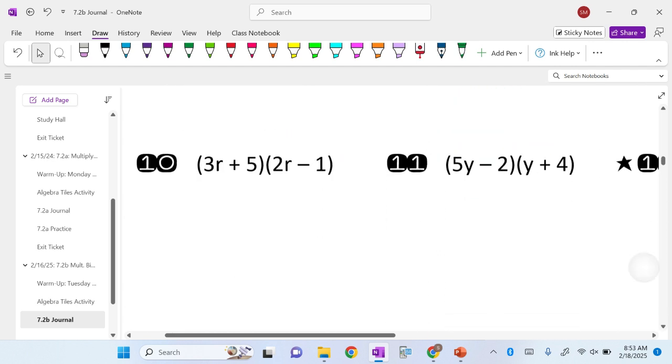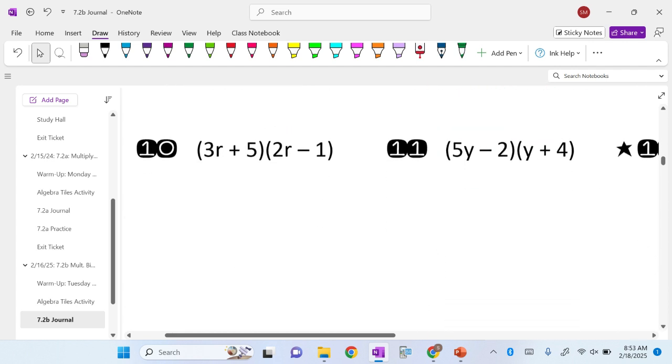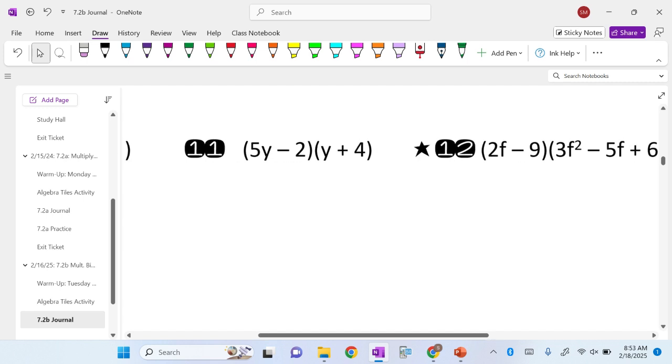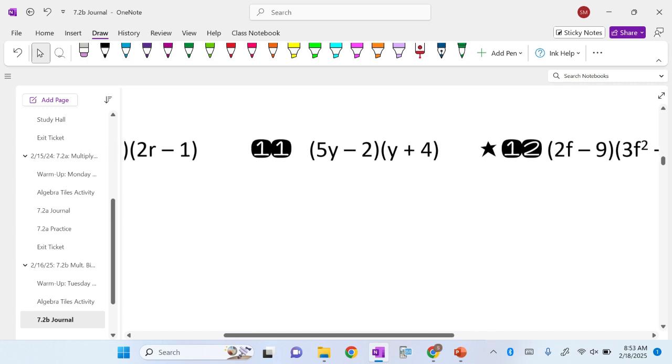All right. Let's try another one. So let's look at example 11. Do you guys want me to foil or box this one? I'll let you guys pick. What do you want me to do? Do you want me to foil it or do you want me to box it? It doesn't matter. You want to foil? All right. So we'll foil this one.